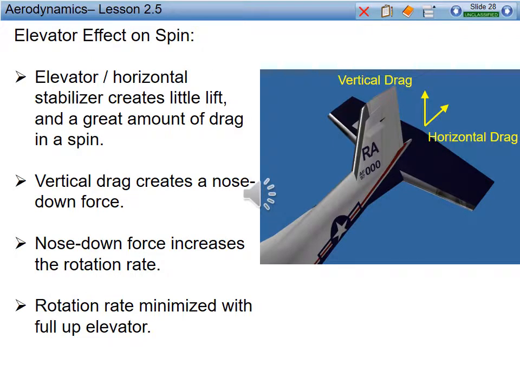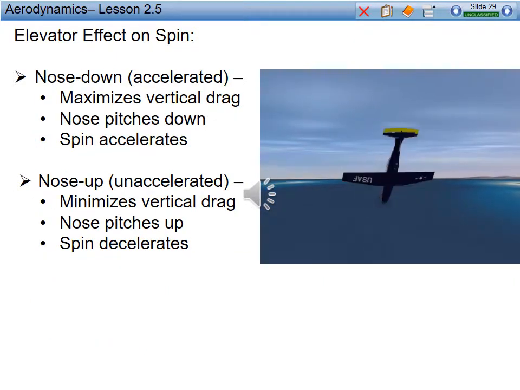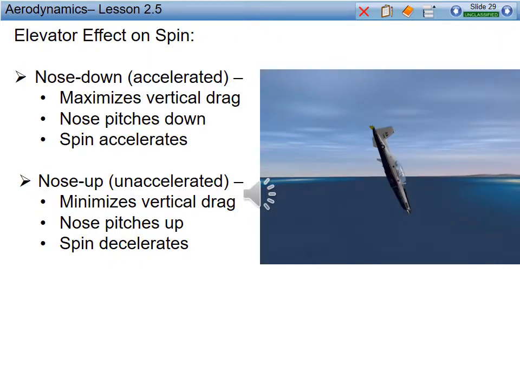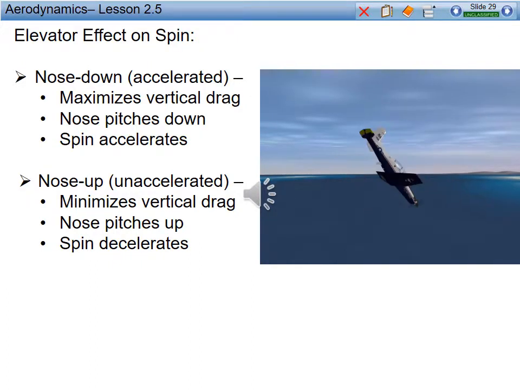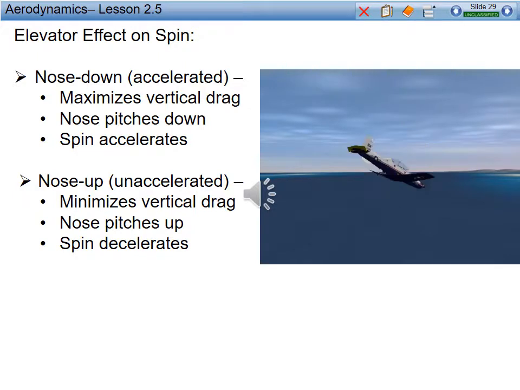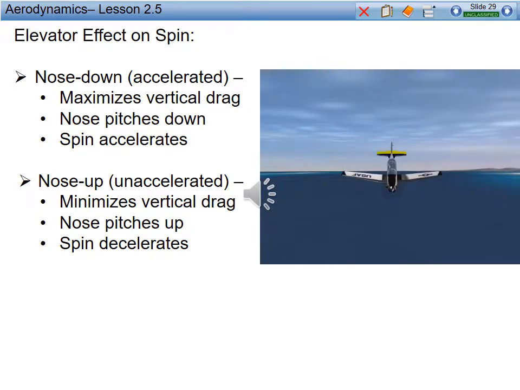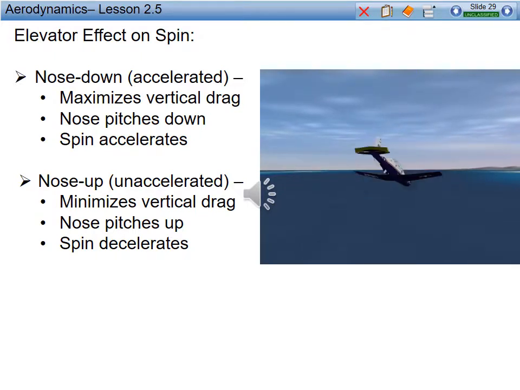Elevator effects on spin. The elevator horizontal stabilizer creates little lift and a great amount of drag in the spin. That vertical drag creates a nose down force. Nose down force increases the rotation rate. That rotation rate is minimized with full up elevator. Full aft stick results in the flattest pitch attitude and therefore the slowest spin rate, therefore an unaccelerated spin. Any stick position other than full aft will result in a steeper pitch attitude and increased rotation rate. It's referred to as an accelerated spin.